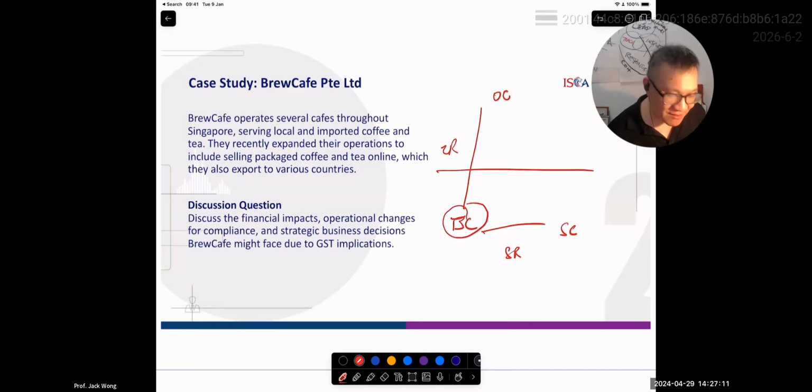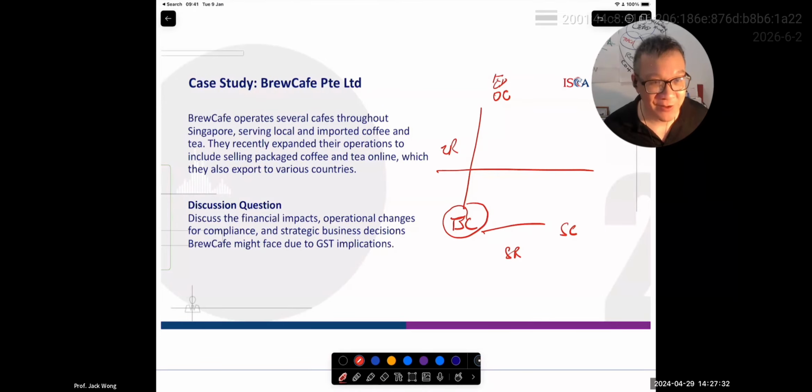It is based in Singapore, so unlikely we have any out-of-scope supply unless the coffees are already packed overseas and the customer buys the coffee overseas. Okay. You may ask, would the GST implications change because I'm running an online business?